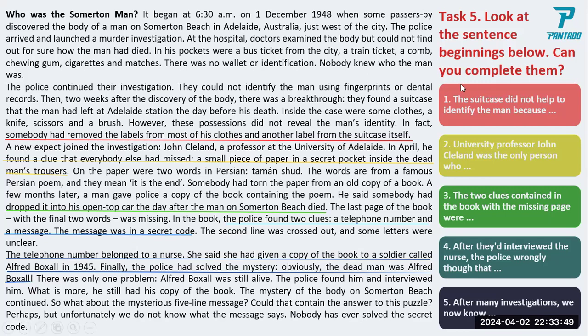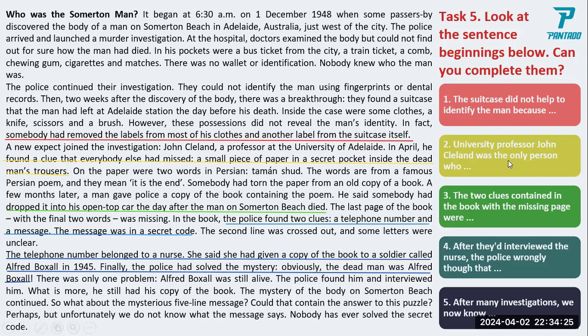Okay. So we have here: the suitcase didn't help to identify the man because somebody had removed the labels from most of his clothes and another label from the suitcase itself. So that's the reason the suitcase did not help to identify the man.